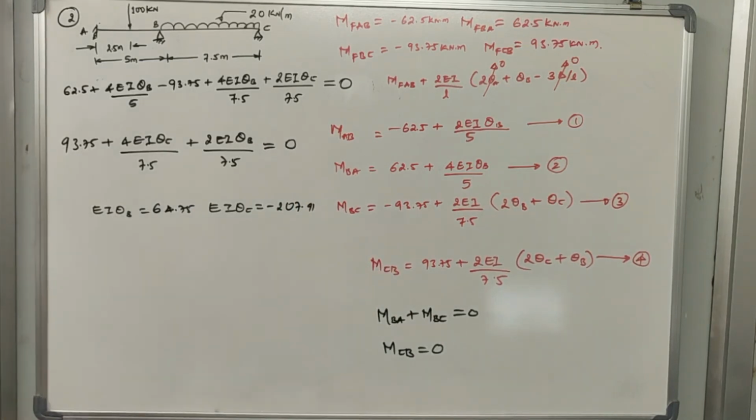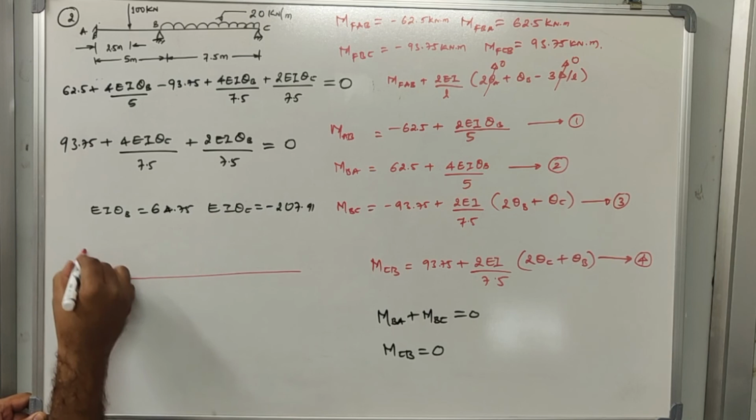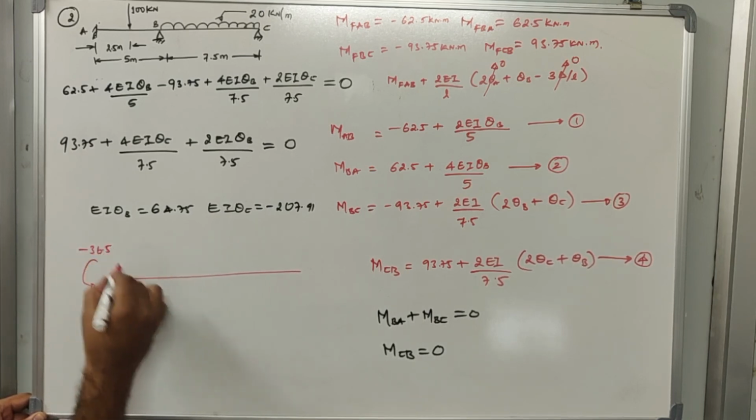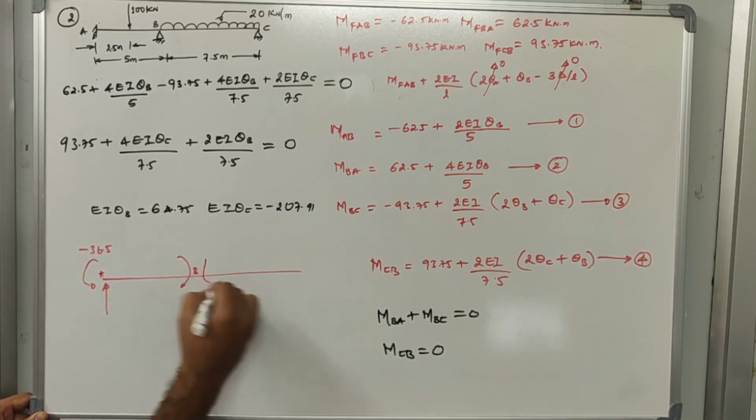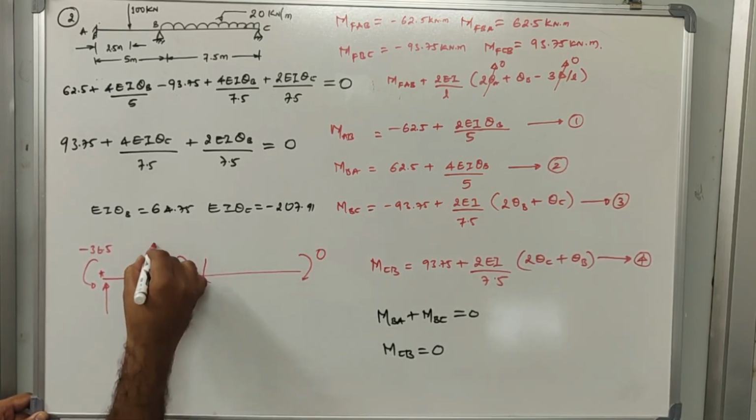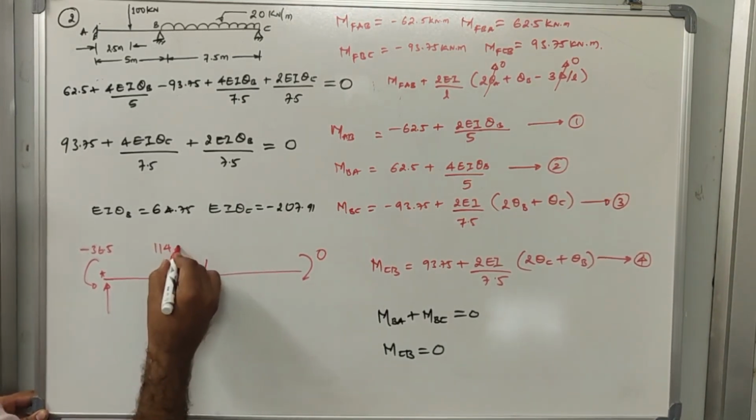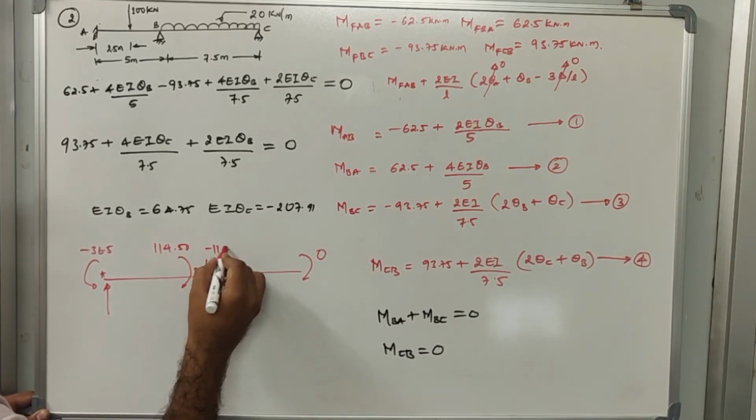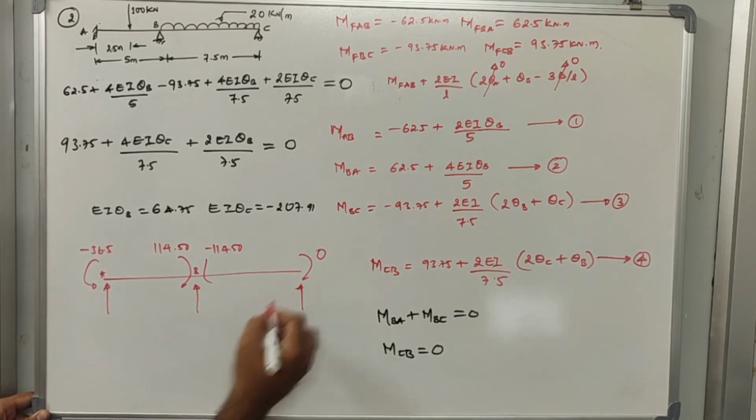moments. Okay. So I'll write all the end moments over here. You verify this after solving. So these are the values I get. This is minus 36.5. This is A. This is B joint. This is C joint. So this is 0. This is 114.50. This is 114.50. Okay. So these are my end moments.